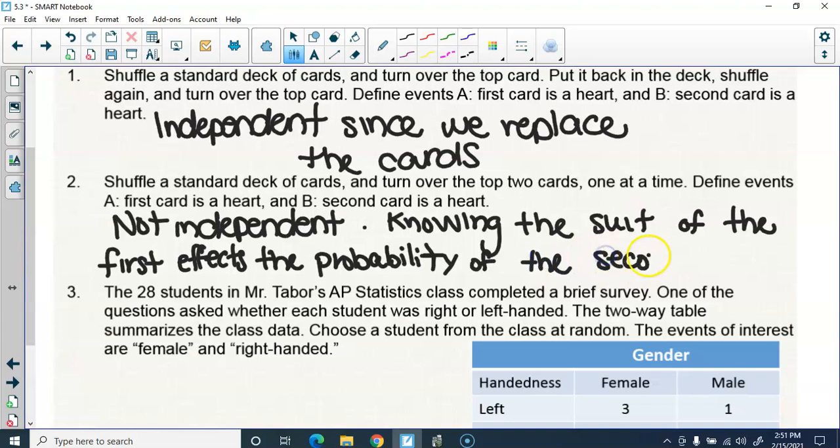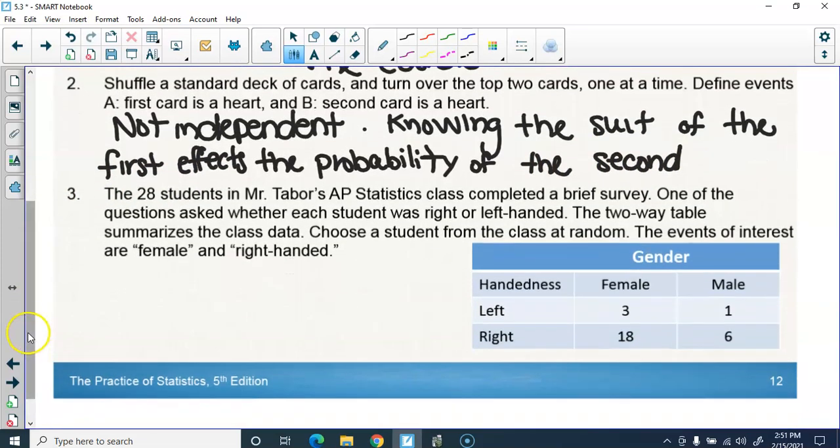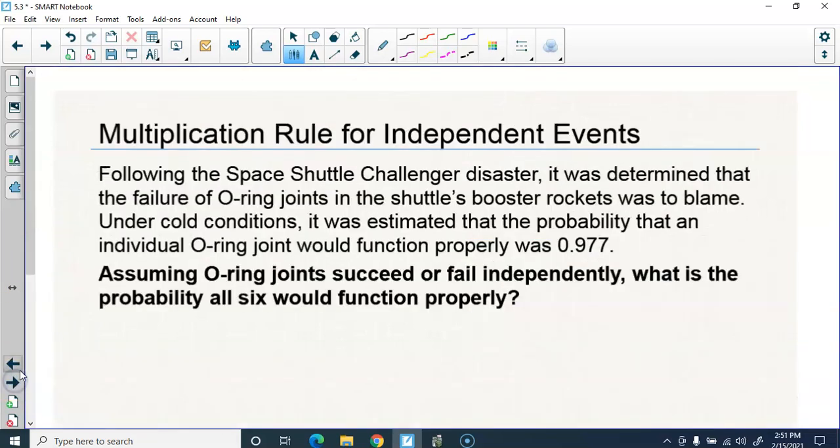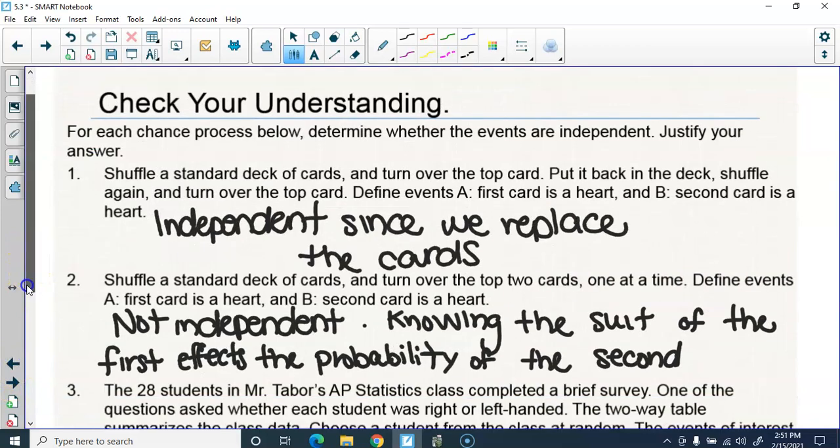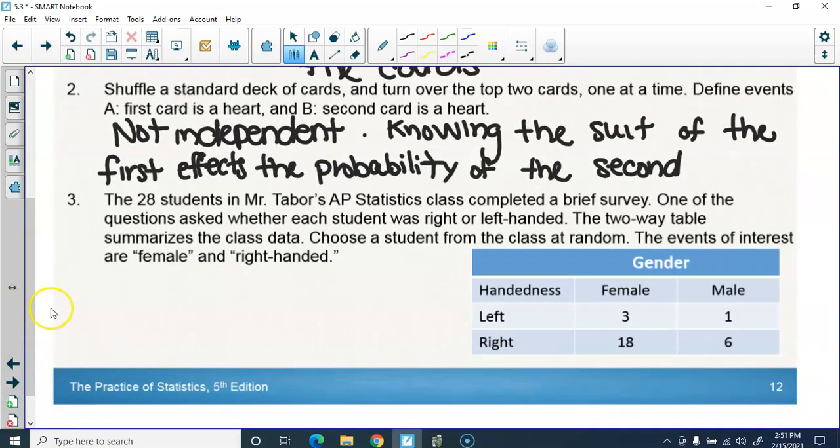Okay, and this last one: 28 students in Mr. Tabor's AP Statistics class complete a brief survey. One of the questions asked whether each student was left or right-handed, and there's a two-way table that summarizes the data. The events of interest are female and right-handed. Going on to the question, I guess there is no question listed. The question is whether they're independent.